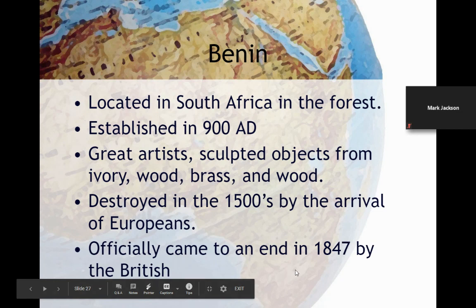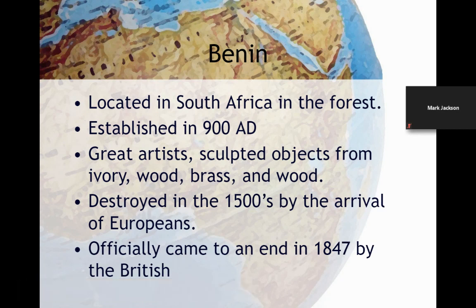Benin was located in South Africa as a forest kingdom. They lasted for about 900 years. They were great artists. Again, they liked to use a lot of wood. That's why I put the word twice. And they were destroyed by Europeans.